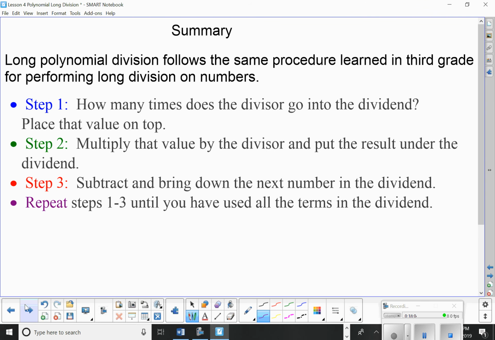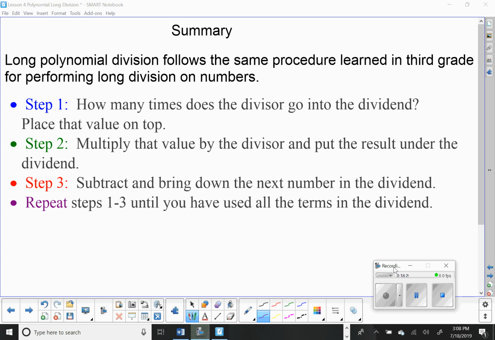Summary. Long polynomial division follows the same procedure learned in 3rd, maybe 4th grade for performing long division on numbers. How many times is the divisor going to the dividend? Place that value on top, multiply, subtract, then keep going. Rinse and repeat. Okay? You've got some practice. Tomorrow I'll show you a shortcut for certain problems. Not all problems, just some of them.